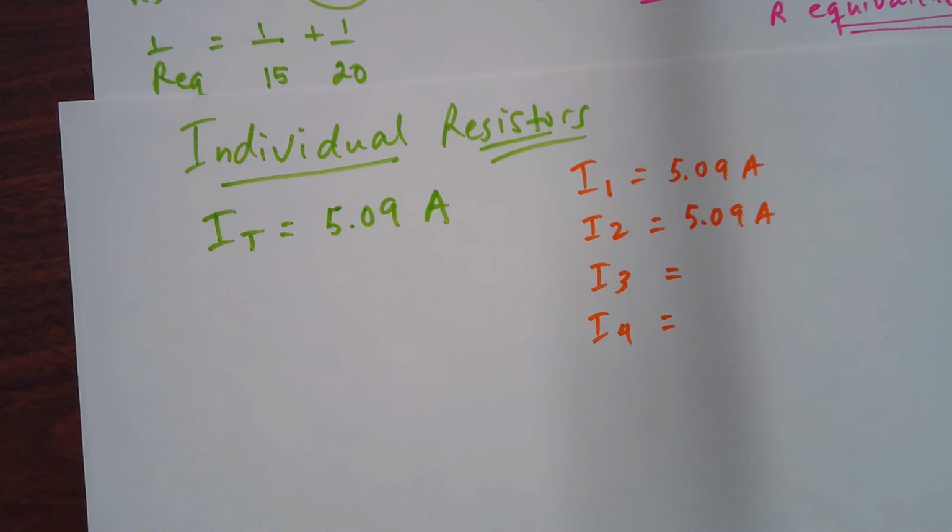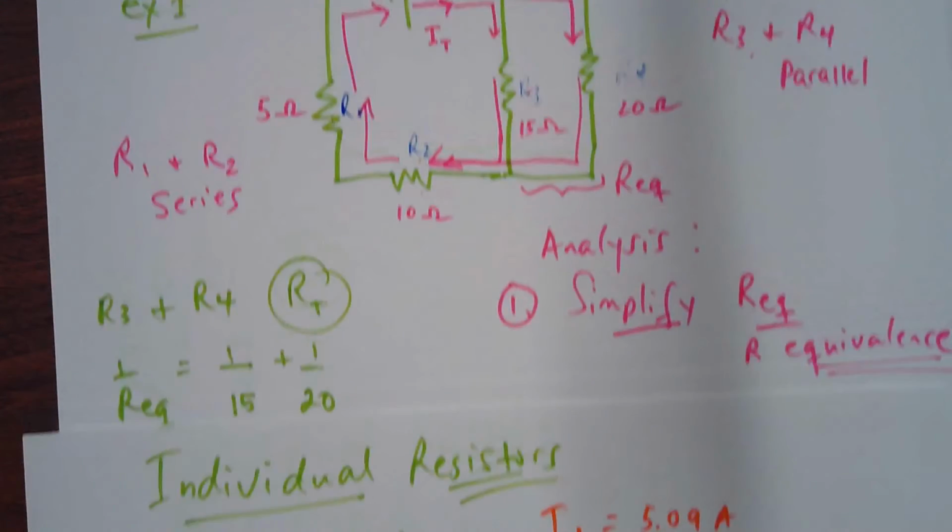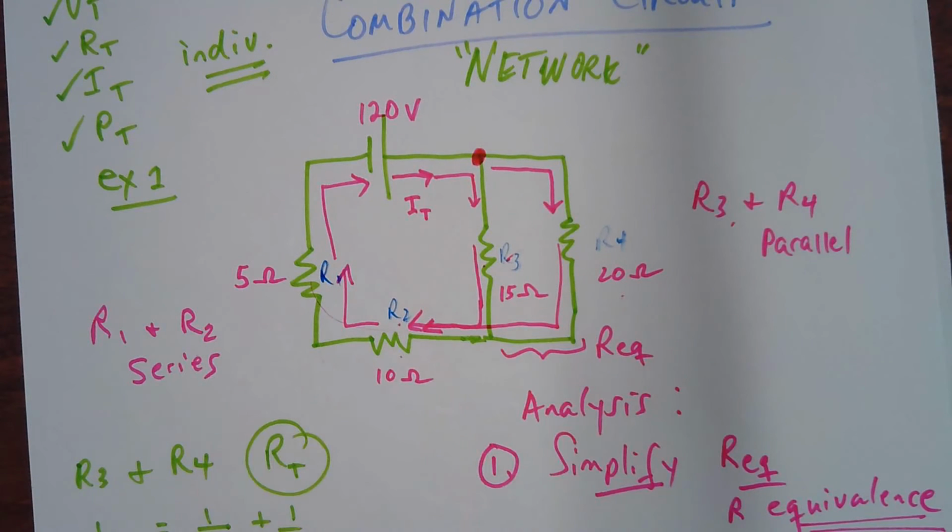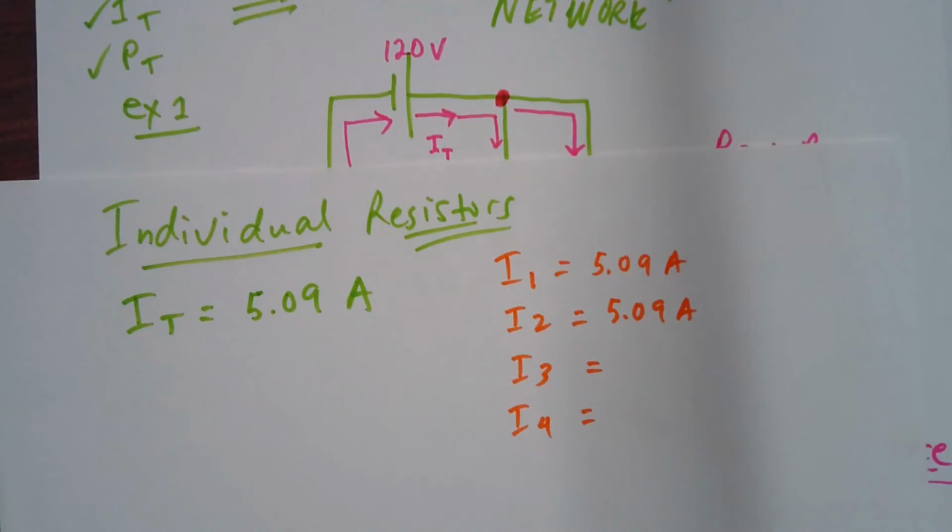But because they're not the same resistance, if this is 15 and 15 and 20 and 20, you just divide it and they'll split it evenly. But they're not the same. Because they're in parallel, the current is going to be different, right? And so we need to calculate that.